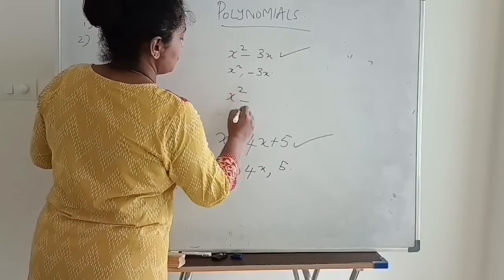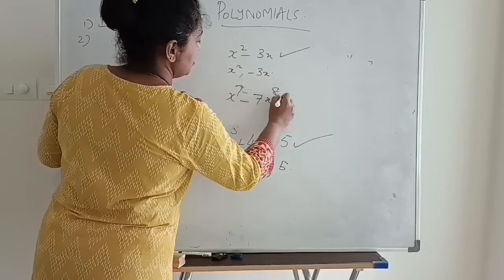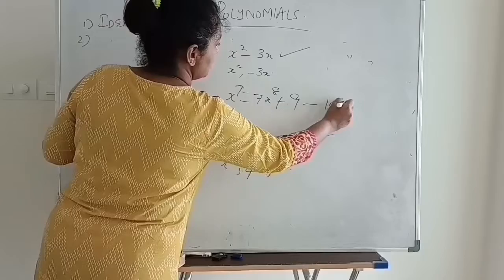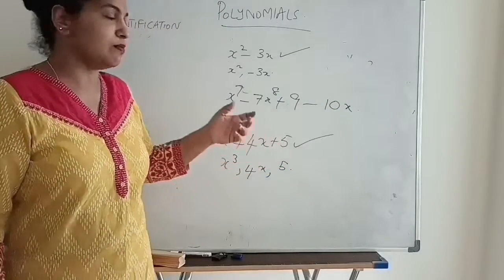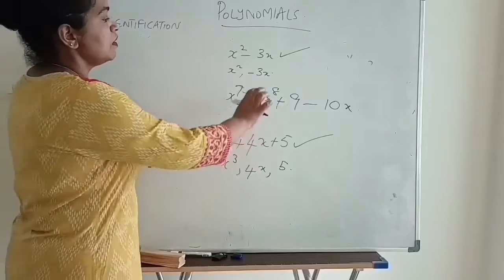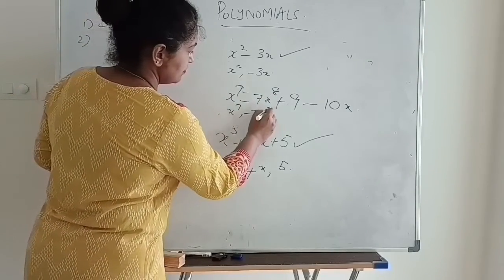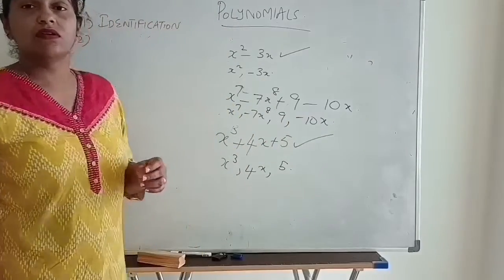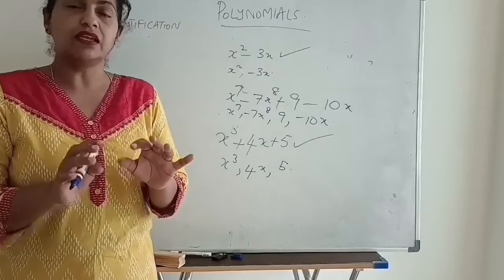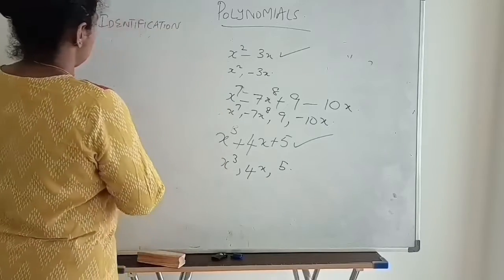I write another polynomial x raised to 7 minus 7x raised to 8 plus 9 minus 10x. It's a random polynomial. What are the terms of this polynomial? x raised to 7, minus 7x raised to 8, 9 and minus 10x. Okay. So that is the second concept, the terms of the polynomial.